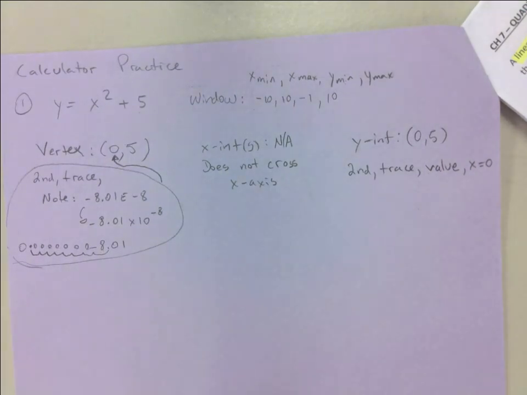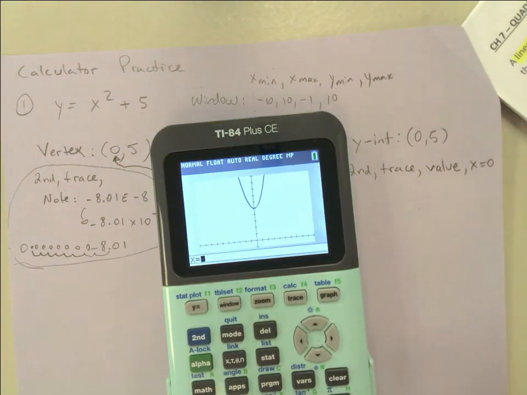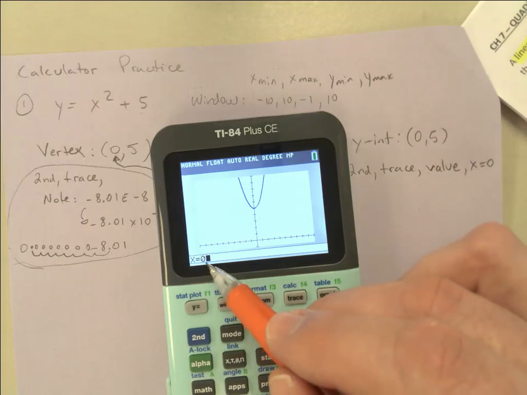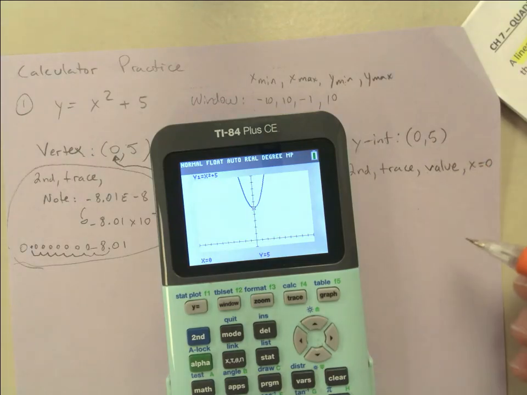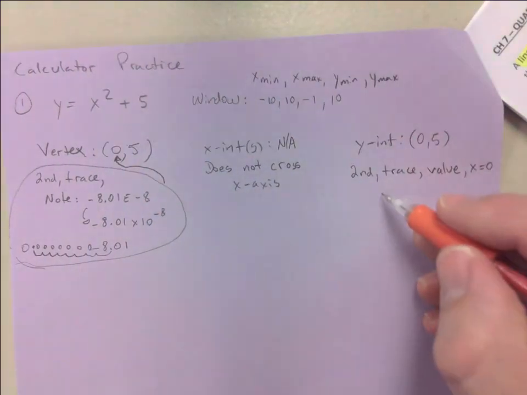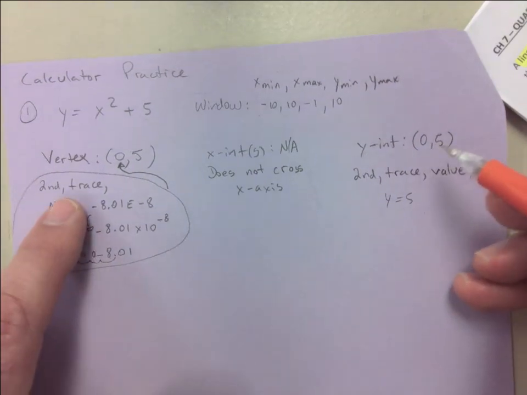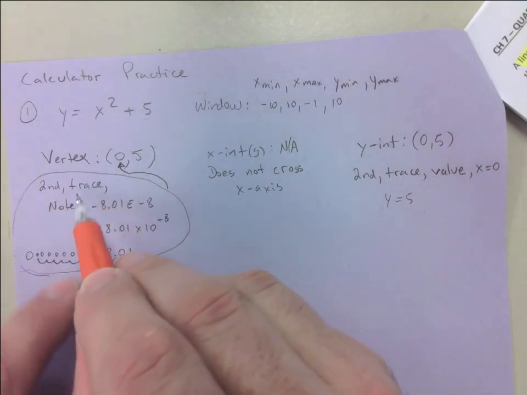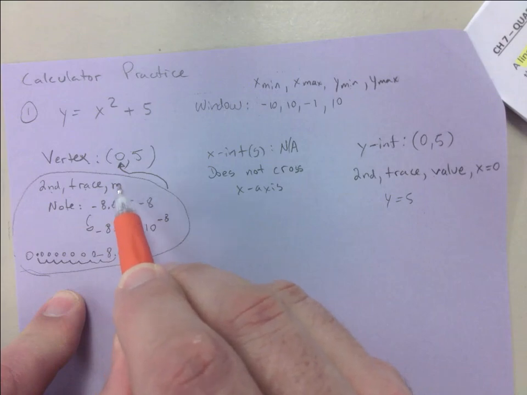So let's do that though, just to practice. Second trace value, and you let x equal to 0, and it's going to be 5. There it is. Y is equal to 5, and then you have the coordinate there. I forgot something else here. For the vertex, this isn't quite complete. You got to go second trace, and we selected minimum.